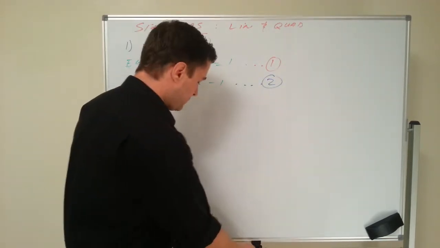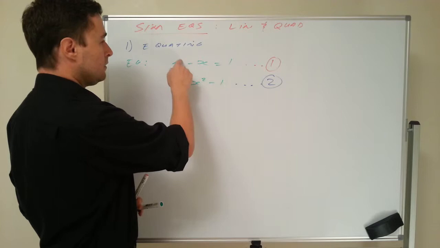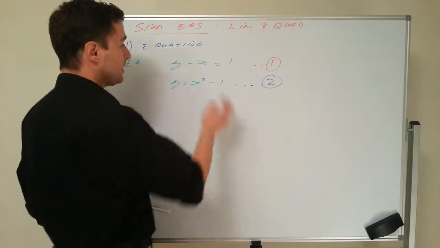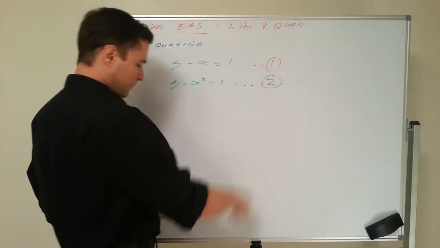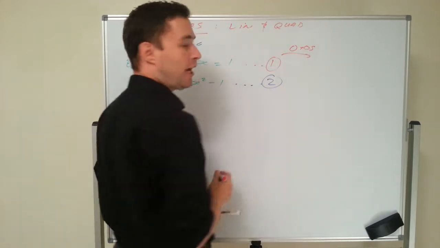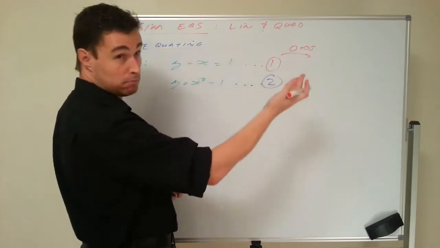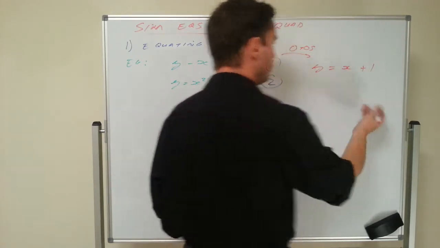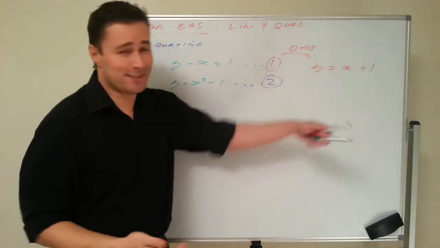So I take a look at what I've got here, and I've got a linear, the highest power is 1, and a quadratic, the highest power is 2. So what I'm going to do is get this y alone. I'm going to use OTOS, opposite to other side, to make y the subject of the formula. Very straightforward. The opposite of minus x is plus x. So I've got y equals x plus 1. I just like writing my variables in front, that's the only reason why I did it like that.